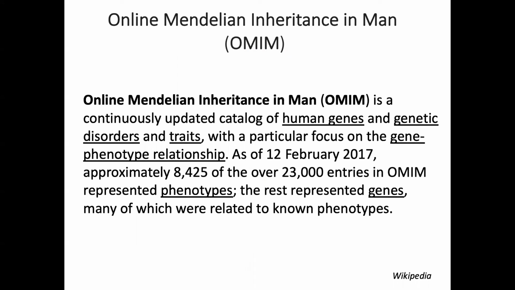Lastly, I would like to introduce you to an online database of genetic diseases. It's called the Online Mendelian Inheritance in Man, also called OMIM. This database is a continuously updated catalog of human genes and genetic disorders and traits. They have a particular focus on the gene-phenotype relationship. So the database documents almost all the genetic diseases you could think of. And it's a great source when you look for information for your team project.